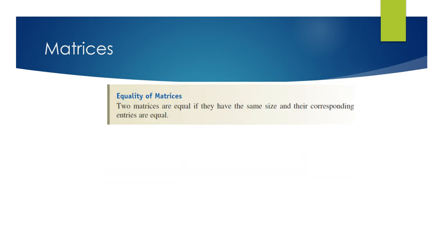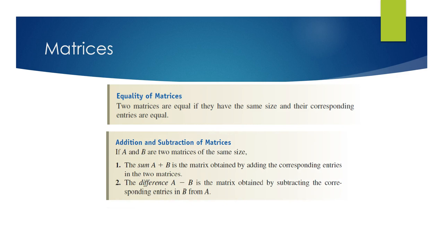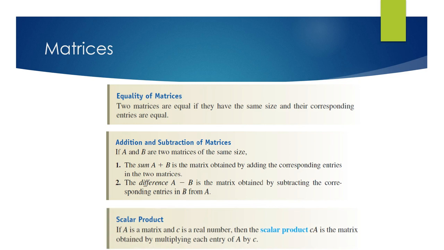Equality of matrices. Two matrices are equal if they have the same size and their corresponding entries are equal. Addition and subtraction of matrices. If A and B are two matrices of the same size, so they have to have the same dimensions, then I can add them together or I can subtract them. If they're not the same dimensions, I can't do that. Scalar product means that if I take a constant and multiply it to a matrix, every element of the matrix gets multiplied by that constant.